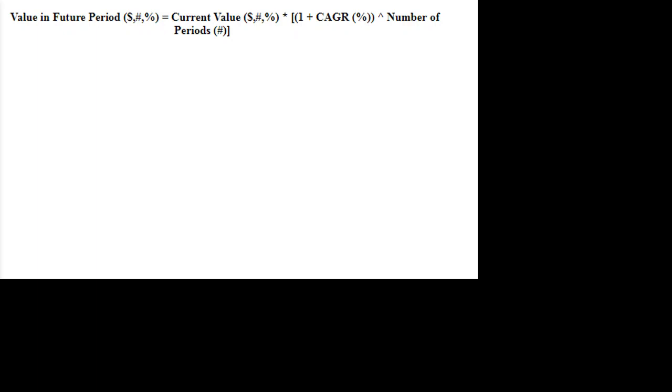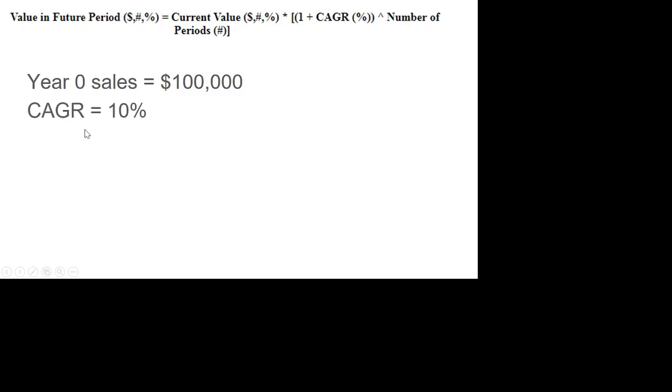So value in future period. Here we're getting into a little bit of finance, compound interest rates, things like that. But if we want to know how much a company's revenues are going to grow over the years, we can kind of use this calculation here. So you've got a company in year 0, they had sales of 100,000. They had a compound annual growth rate of 10%. So typically this company's sales grow 10% a year, something like that.